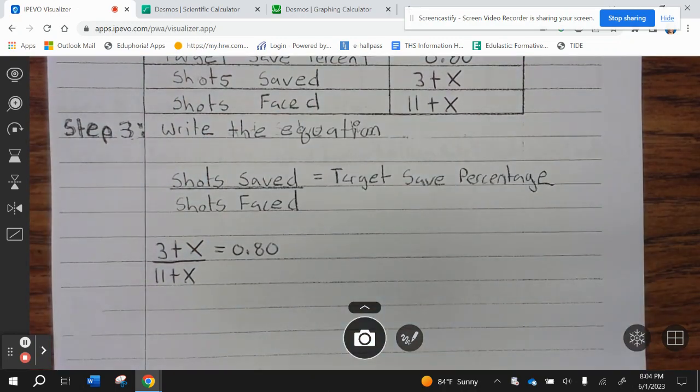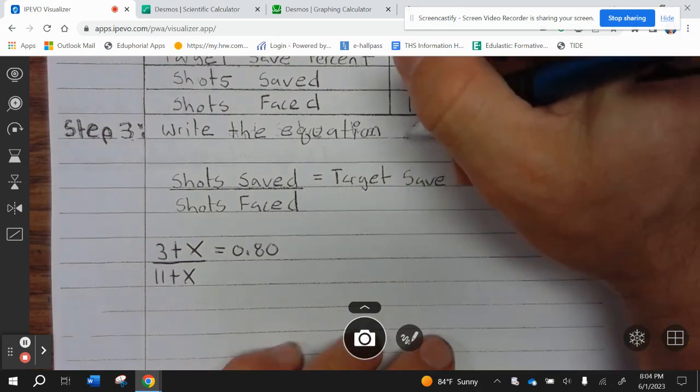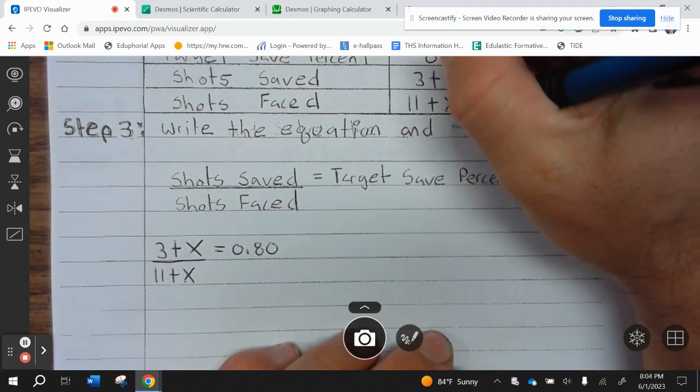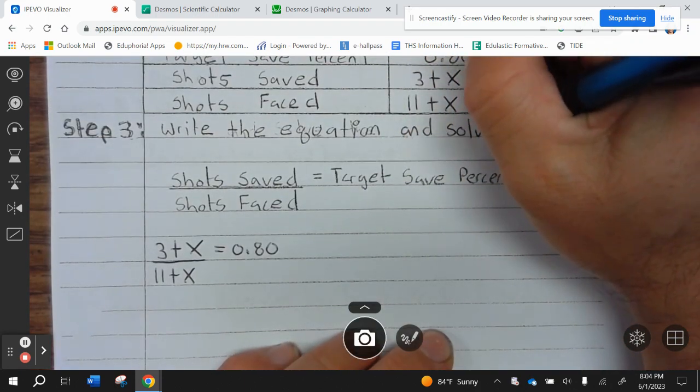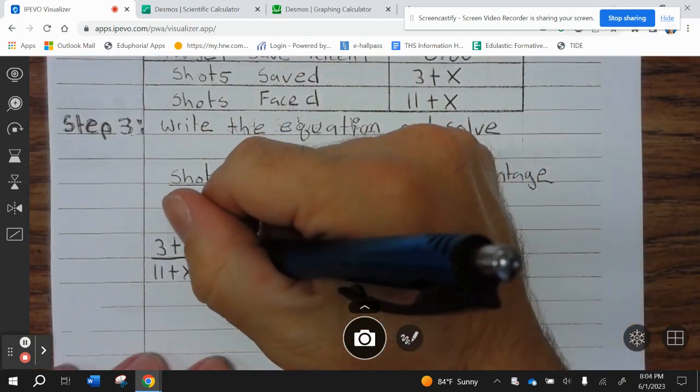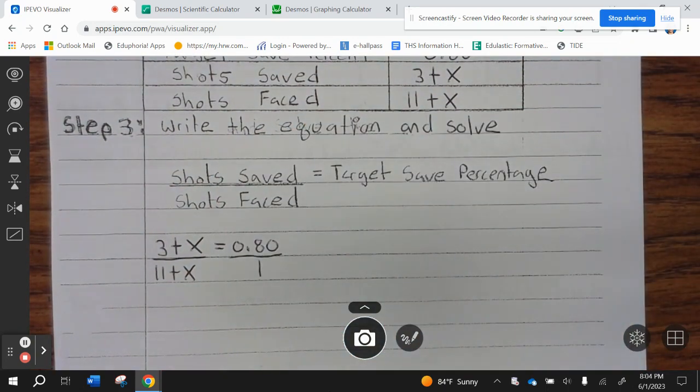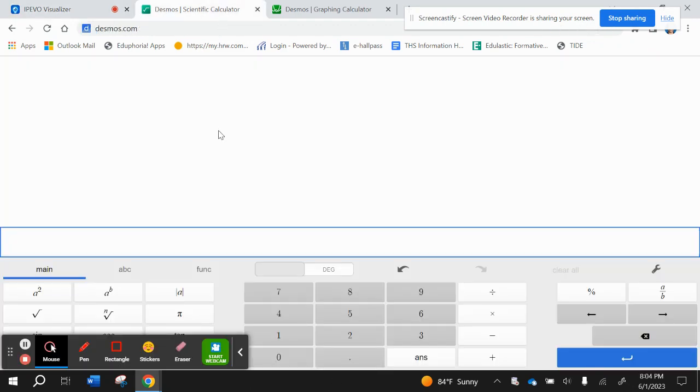Now, in the previous video, we just set the equation up and we didn't solve. But let's go ahead and solve. So we're going to cross multiply. I don't know what 0.8 times 11 is, so let's do it: 0.8 times 11 is 8.8.